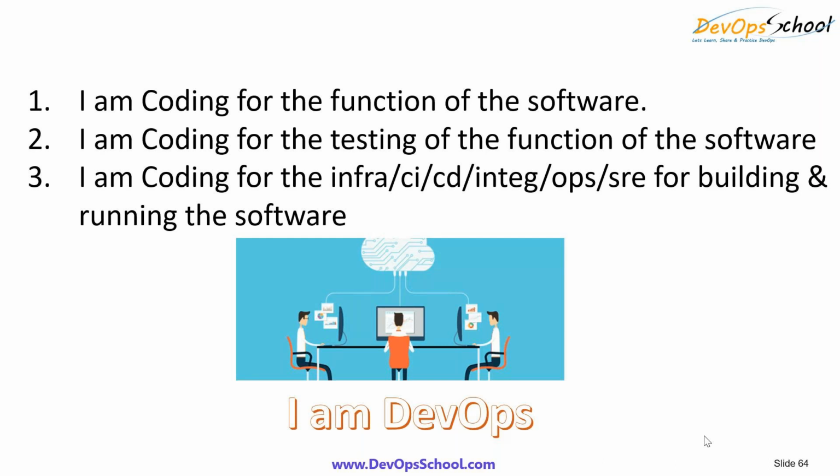Mind it. Testing. Here you're writing the code for the product. Here you're writing the code for testing the product. And also you should be ready for coding for infra, meaning Ansible, Terraform. CI means Jenkins. CD means Argo CD and Helm packages. Integration means Jenkins. Operations means multiple tools. SRE, which I talked about, has multiple tools for building and running the software. So you have to write the code everywhere.